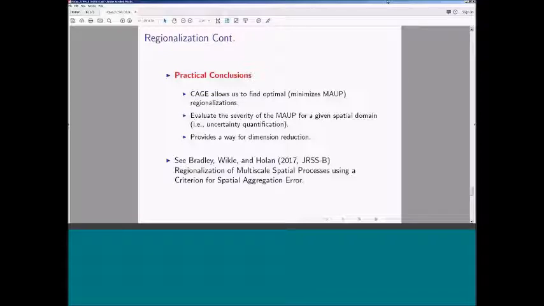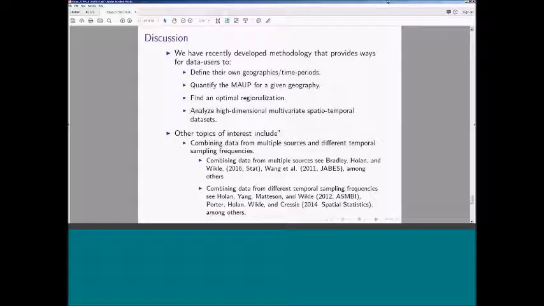And so you can come up with some practical conclusions from this work. CAGE allows us to find optimal regionalizations that minimize this modifiable areal unit problem. And you can evaluate the severity of the modifiable areal unit problem for a given spatial domain, and you can quantify the uncertainty. And also, this would allow a way to do some efficient dimension reduction by choosing the right regionalization. Next slide.